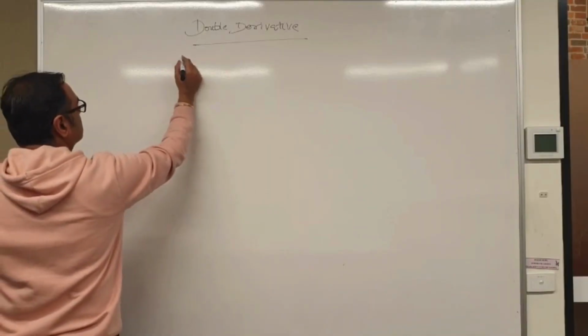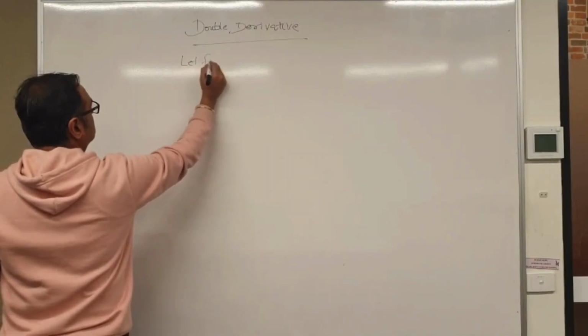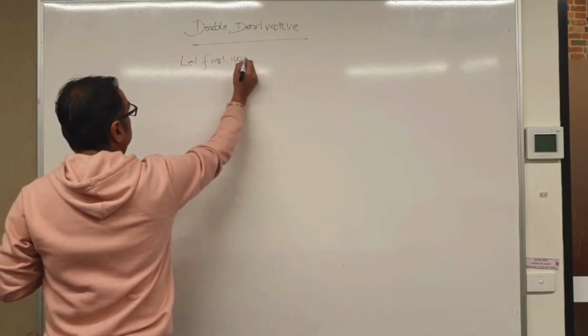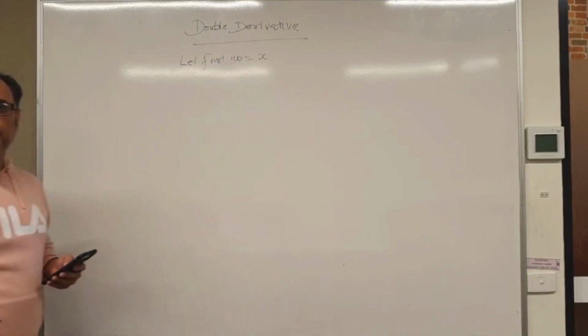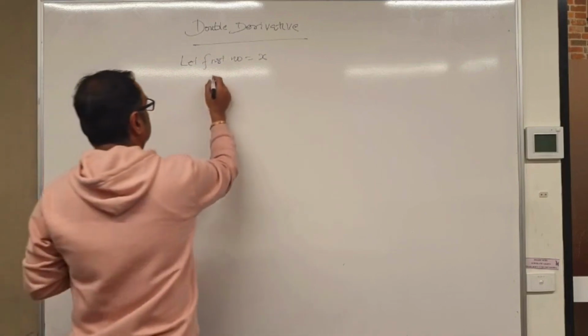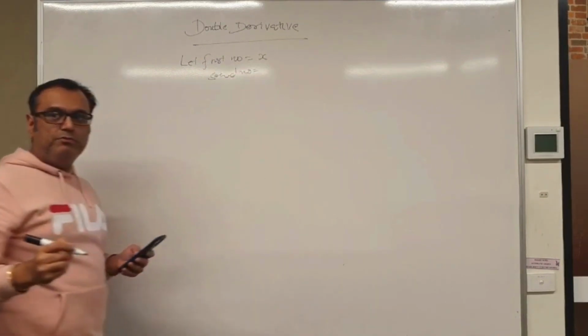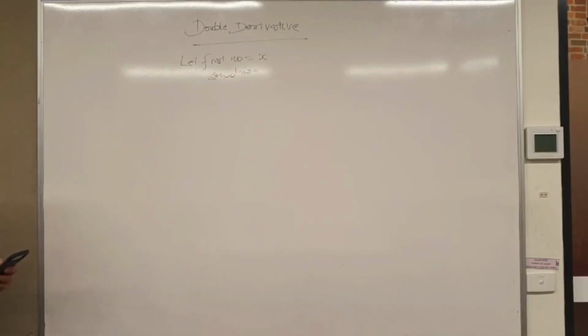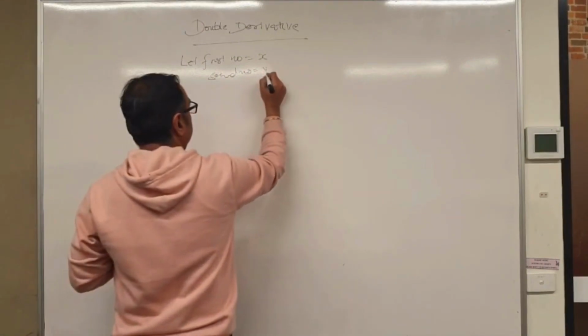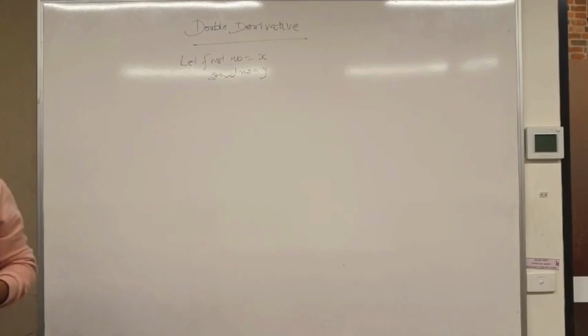Let the first number be x, and the second number, Kisha, were you able to do it? No? And the second number is y. Alright? Easy? No dramas here?